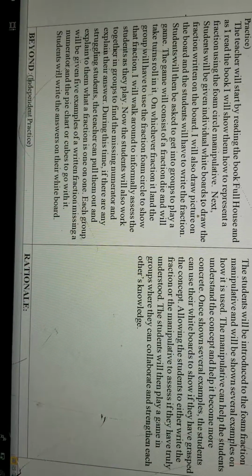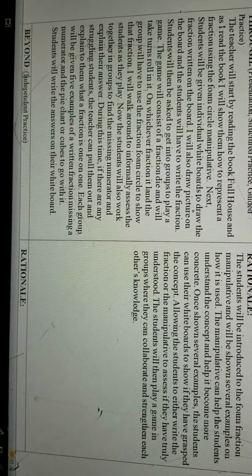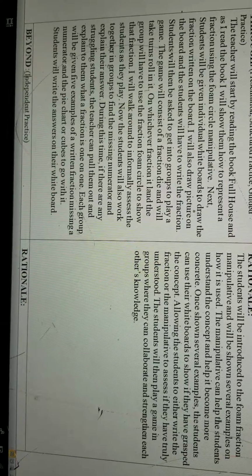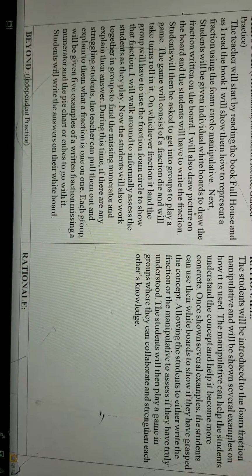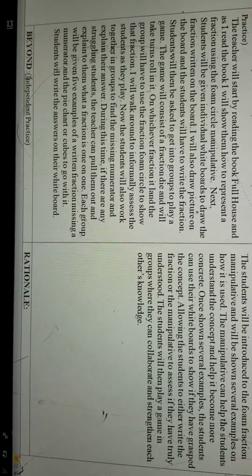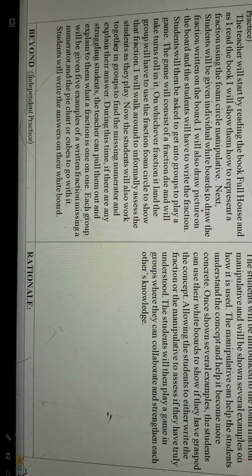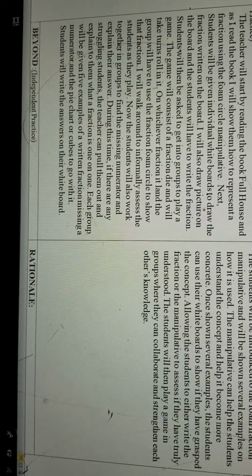Students will then be asked to get into groups to play a game. The game will consist of a fraction die, and they will take turns to roll it. On whichever fraction it lands, the group will have to use the fraction foam circles to show that fraction. The teacher should walk around to informally assess the students as they play.